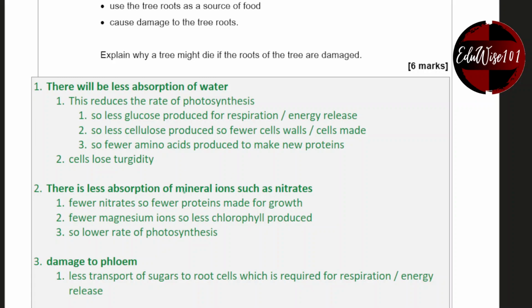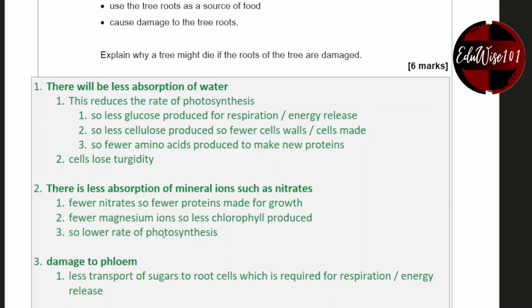There is less absorption of mineral ions such as nitrates. Fewer nitrates means fewer proteins are being made. Fewer magnesium ions means less chlorophyll is also going to be made, which lowers the rate of photosynthesis again.